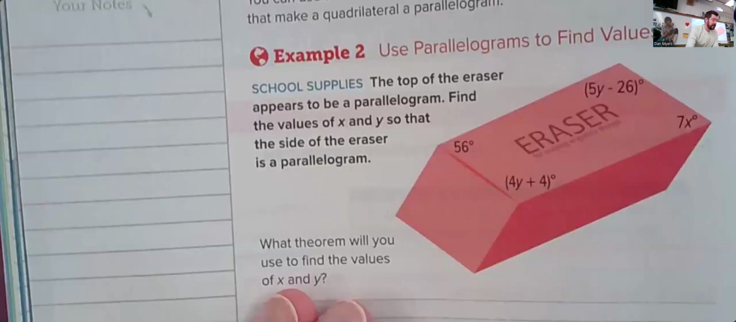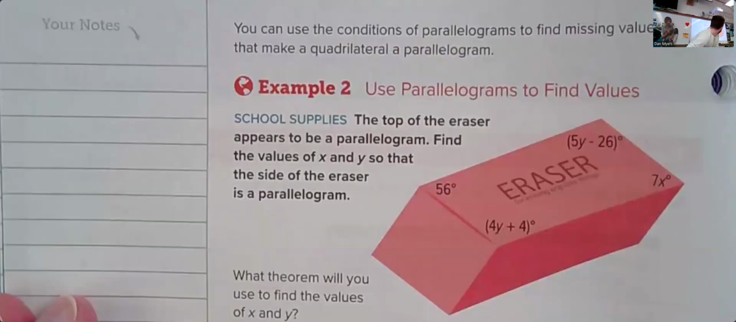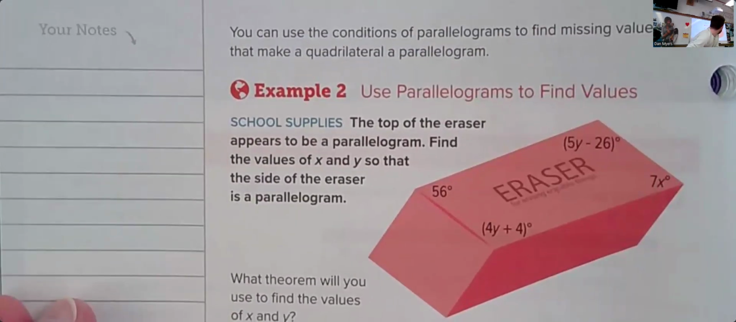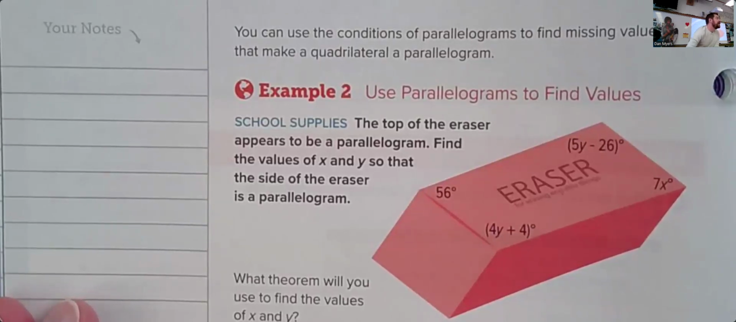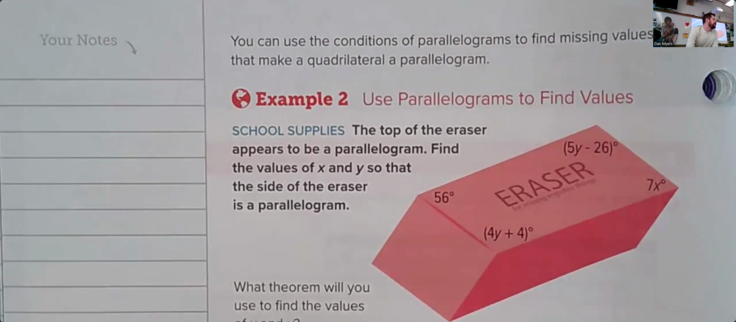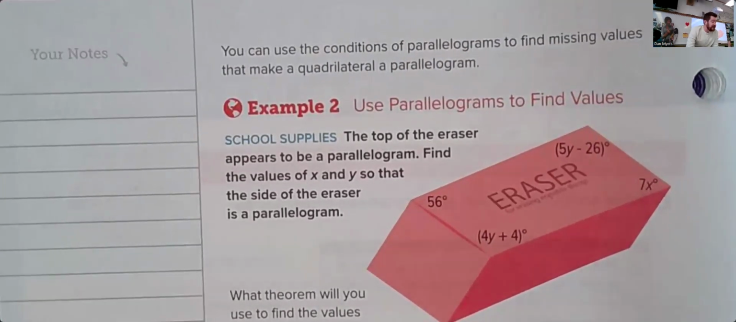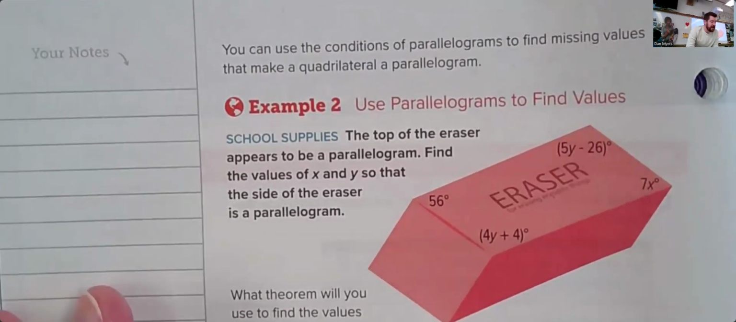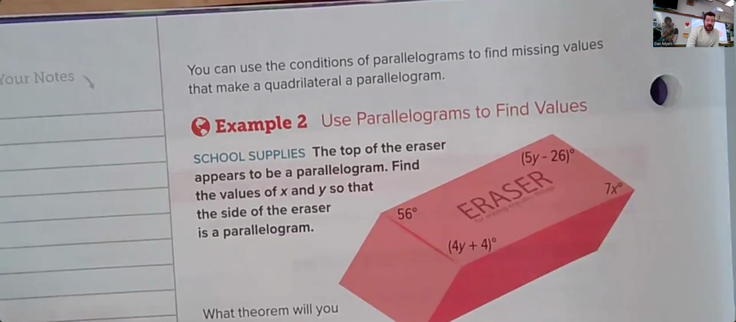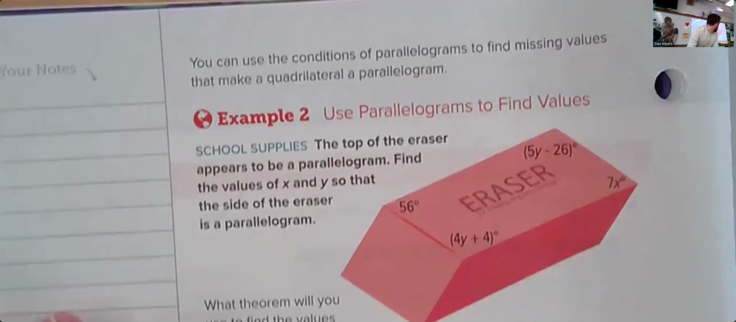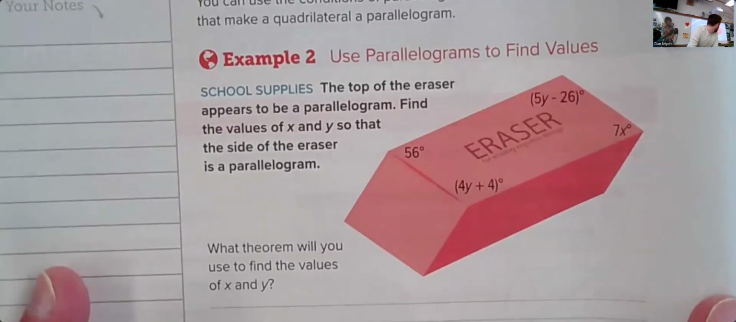Example 2. We'll get to talking about an eraser. So you can use conditions of parallelograms to find missing values that make a quadrilateral a parallelogram. So basically, if this is going to be a parallelogram, what does the value need to be? That's the kind of thing we're looking at today. So if you have an eraser that is brand new, apparently, this has never been used. If it had been used, it would be all kinds of beat up.